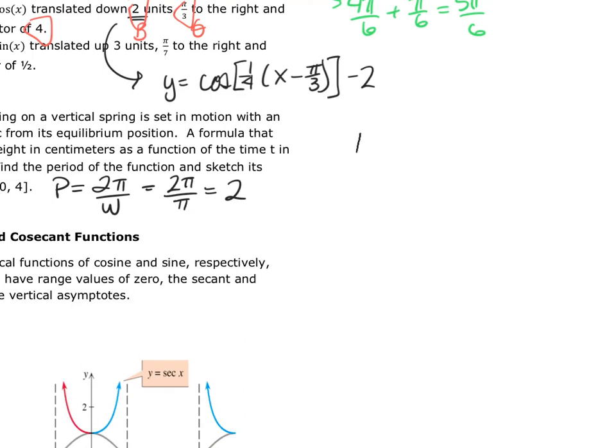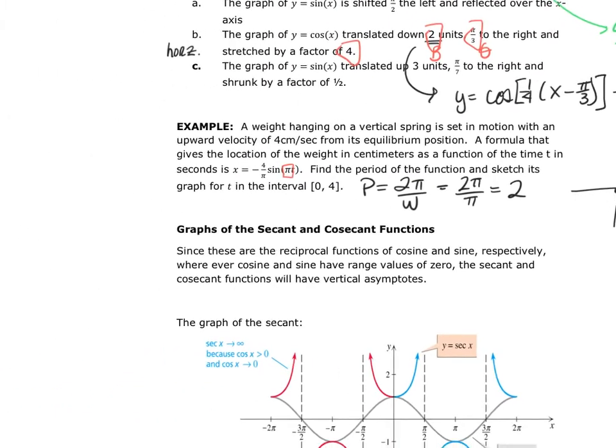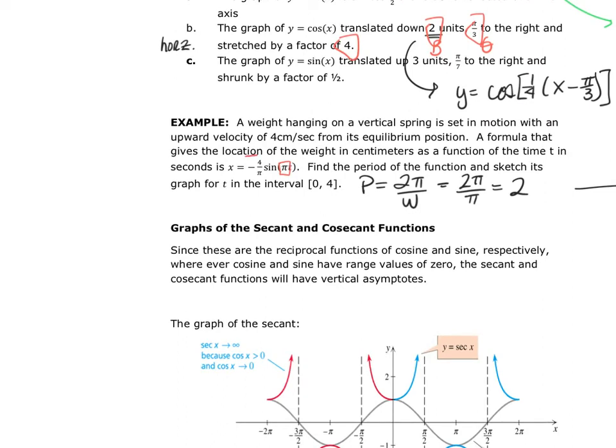So my sine, because I have no transformation left or right, I'm going to start at 0, I'm going to end at 2. My halfway mark is what? 1. What is my quarter mark? 1/2. Isn't this nice? What is my 3/4 mark? 1.5. It's all good.